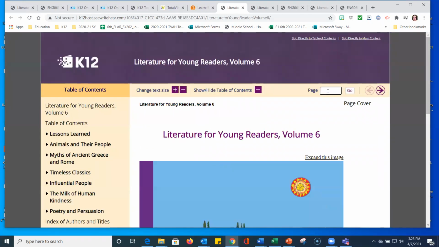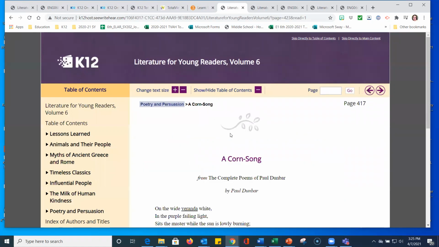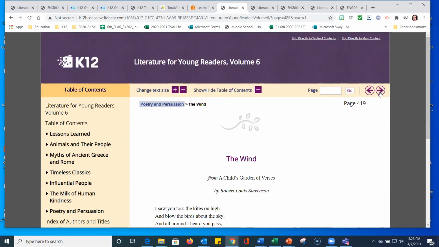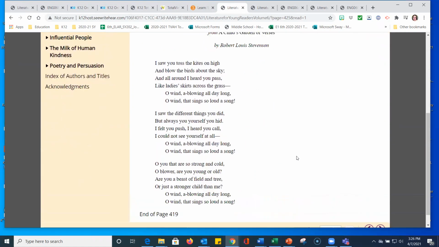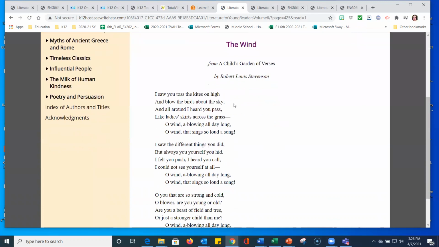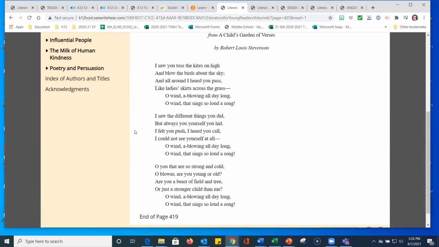And we were at 416 last time, so we're probably going to be 417 this time. There's the corn song, The Wind. And it's just one page. The Wind from A Child's Garden of Verses by Robert Louis Stevenson.